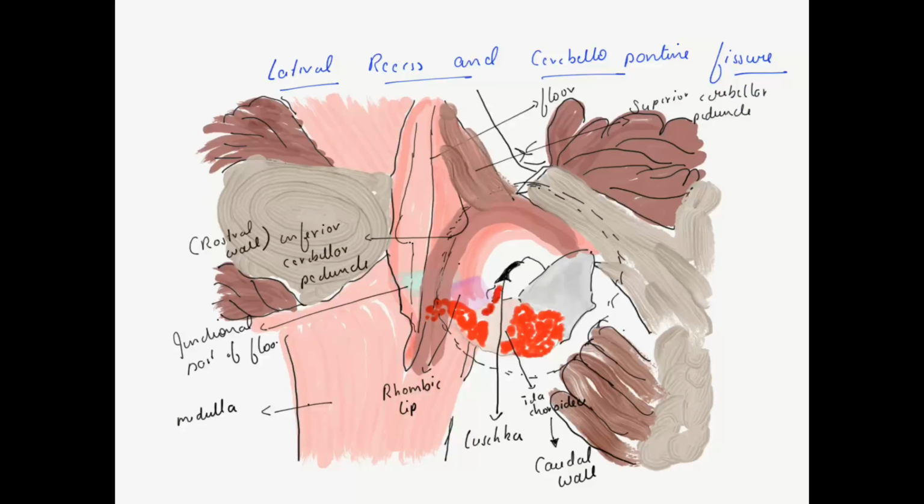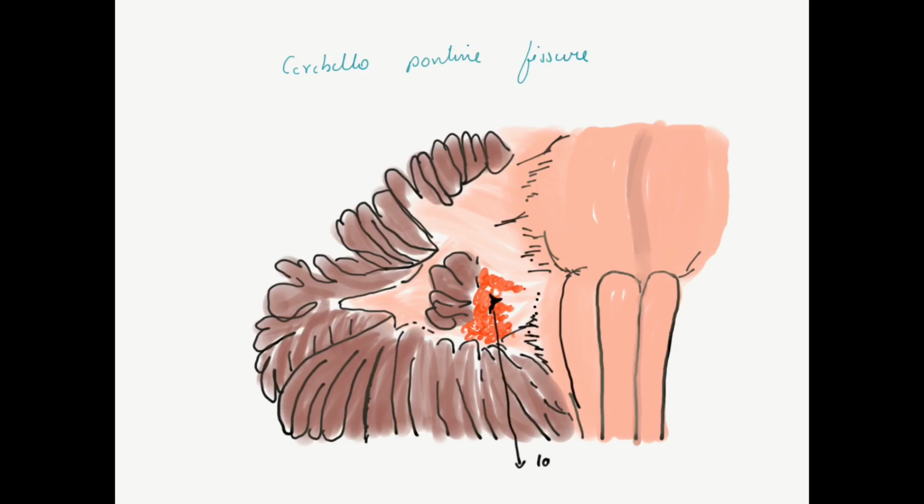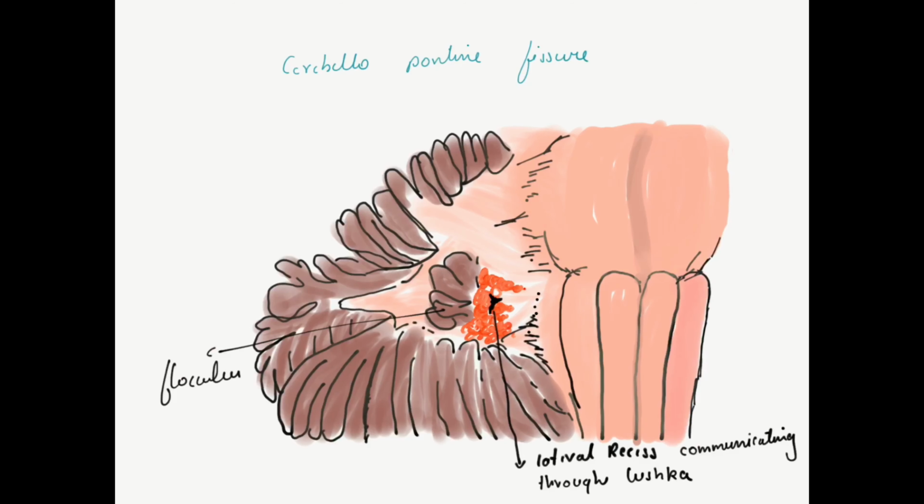As you can see here, the choroid plexus extends through the foramen of Luschka into the CP angle system, and the floccular lobe is present dorsal to the lateral recess. The next diagram will show this relationship in detail. As you can see, this is the lateral recess communicating through the foramen of Luschka, and this is the floccular lobe that is present dorsal to it, and this particular fissure is the cerebellopontine fissure.